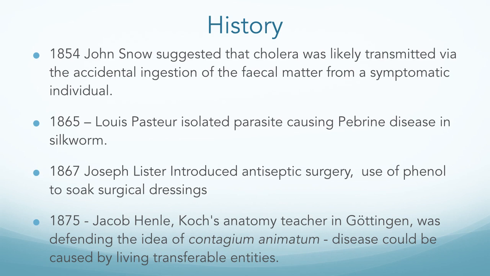Later in 1876, Robert Koch, the German physician, was the first person to demonstrate the relationship of a specific organism with one type of disease, by proving that Bacillus anthracis was the etiological agent, or the causative agent, of anthrax. He proposed the germ theory.